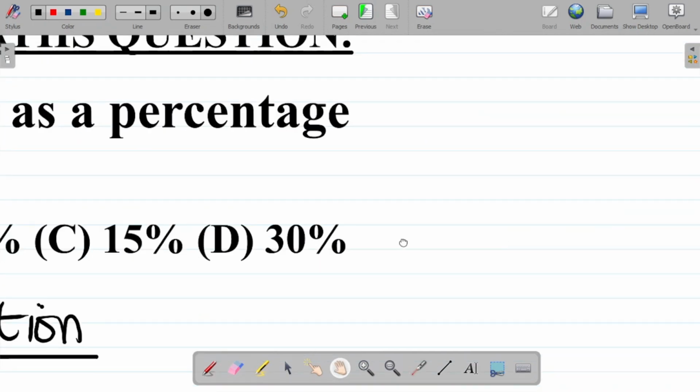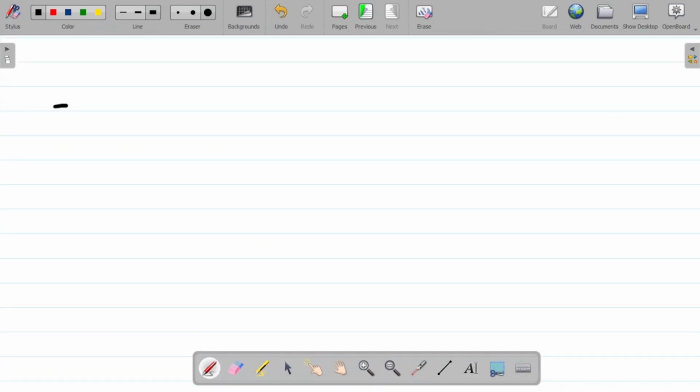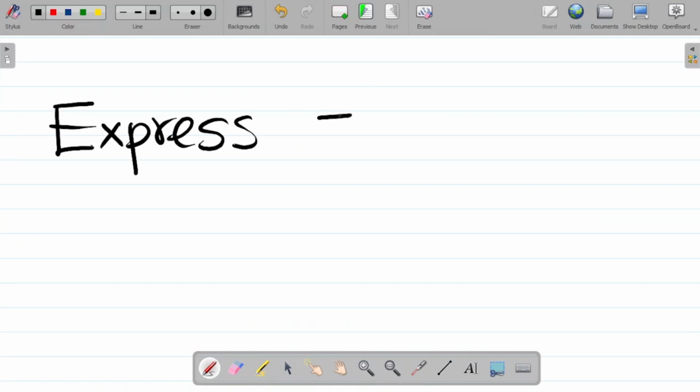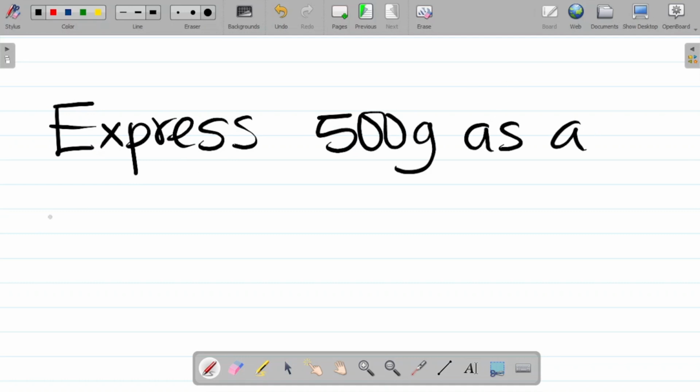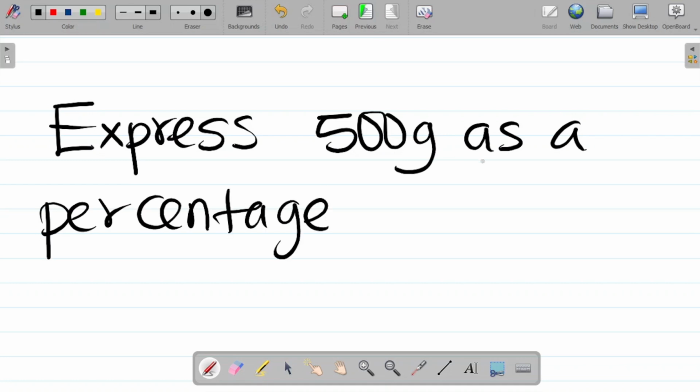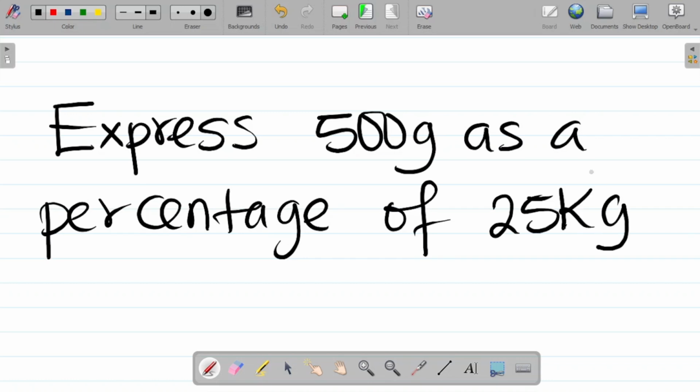Okay, now let me leave you a task. Here's your question: express 500 grams as a percentage of 25 kilogram. All right, so using the method I just did, solve this question on your own and leave your answer in the comment section, and I'll tell you if you're correct or not.